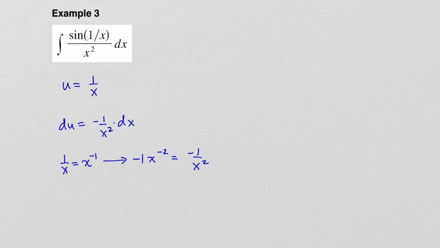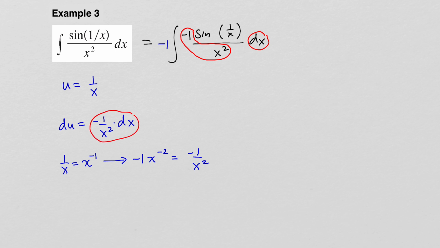So let's rewrite this as the integral of the sine of 1 over x, and then dx off to the side, x squared in the bottom, and then I'm going to put a negative 1 here, and I'll put a negative 1 on the outside. That's because negative 1 times negative 1 would cancel, giving us the original problem that we had. Now what I want to point out to you is this is negative 1 over x squared times dx. And that's all this right here. And so that can be replaced with du.